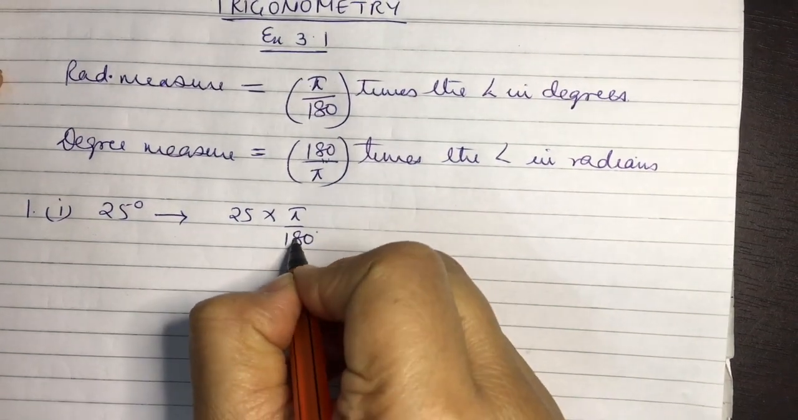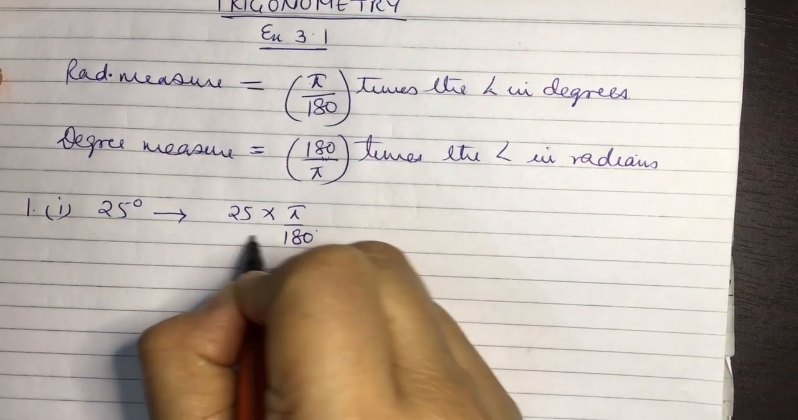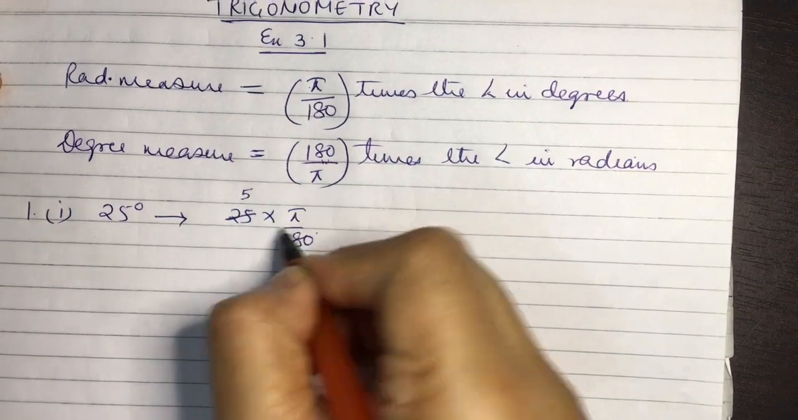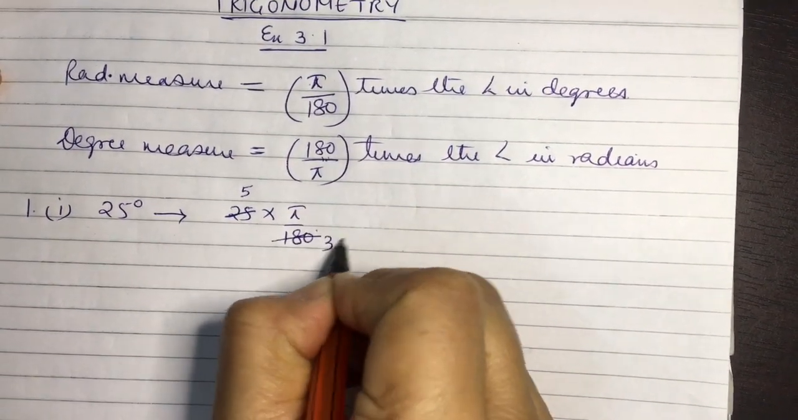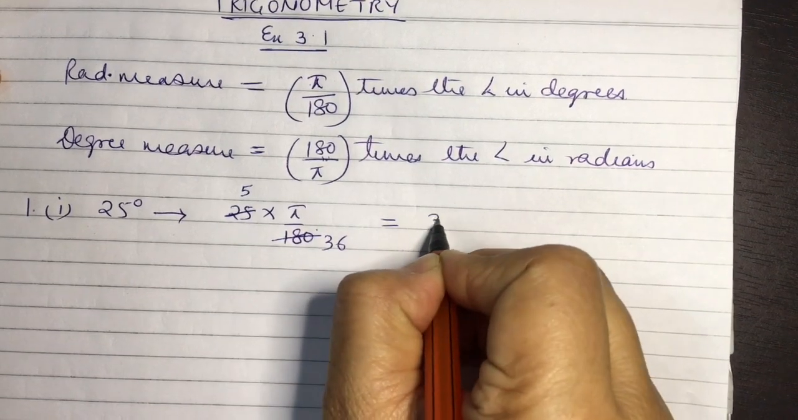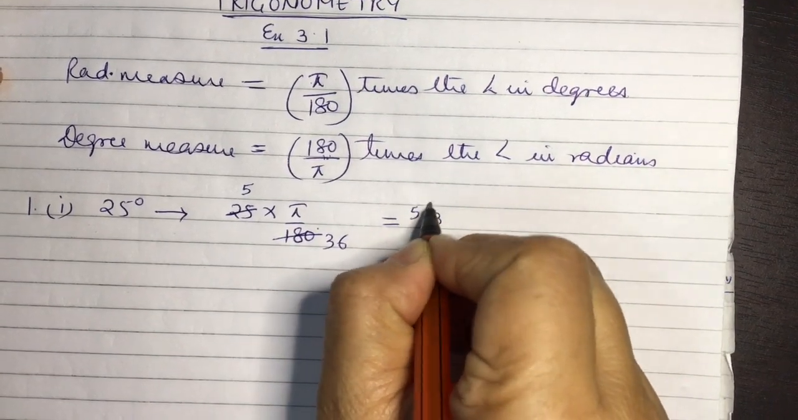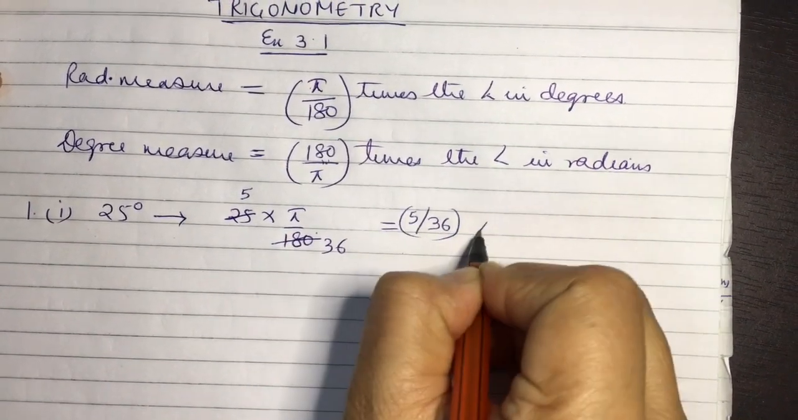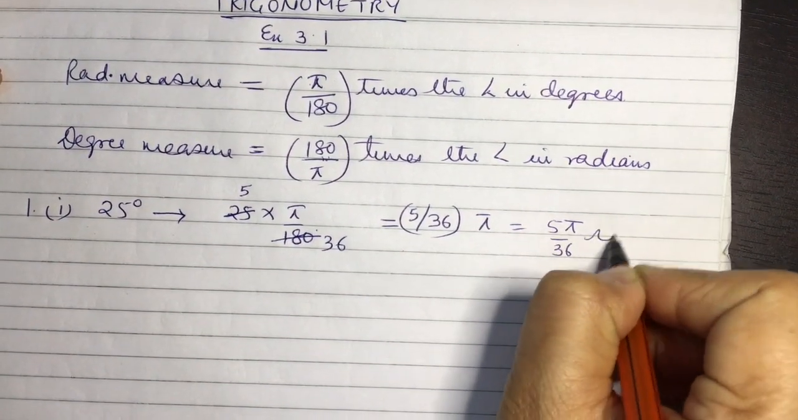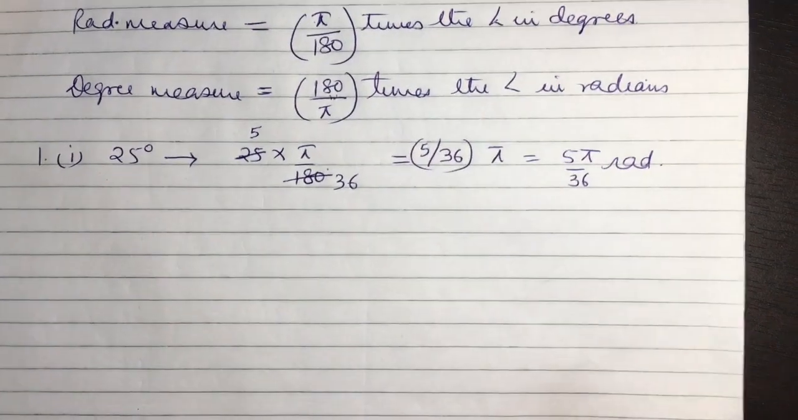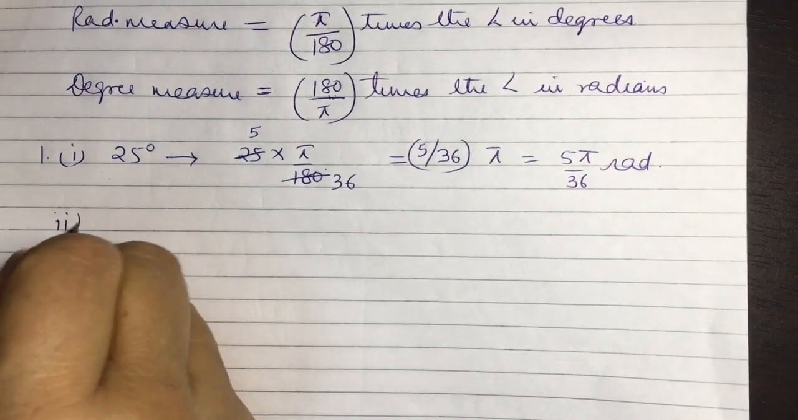Now what we do is, we just solve this way. 25 goes 5 times from 5, and this is 36. So this simply is equal to 5 upon 36 times pi, or you write 5 pi upon 36 radians, which is the answer. Now let's take the second part.